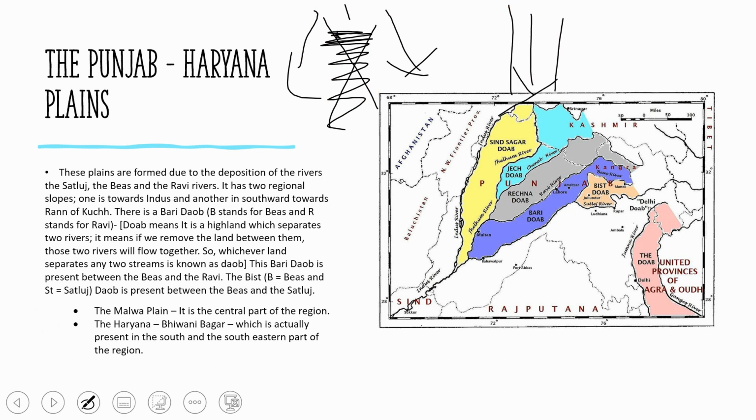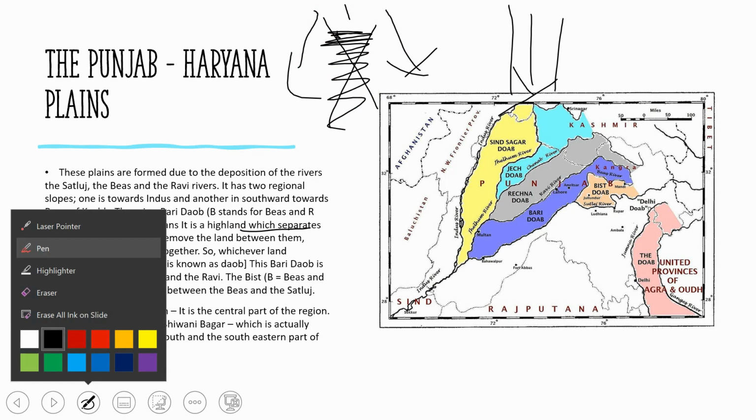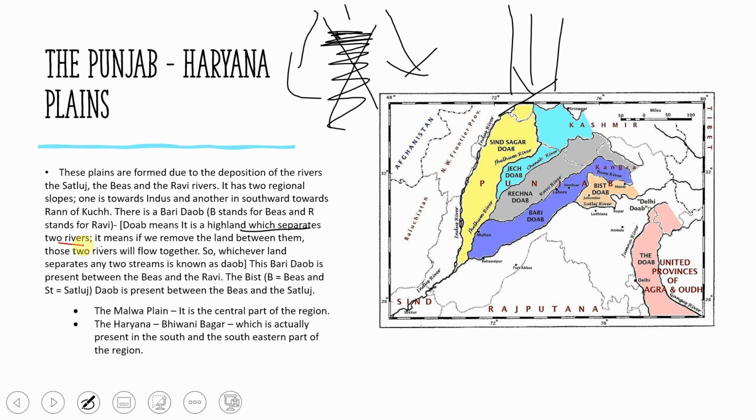Okay, the Doab means it is a highland which separates two rivers. It means if we remove the land between them, then these two rivers will flow together. So whichever land separates any two streams is known as a Doab. This Bari Doab is acting as a barrier which separates your Satluj river and your Ravi river.